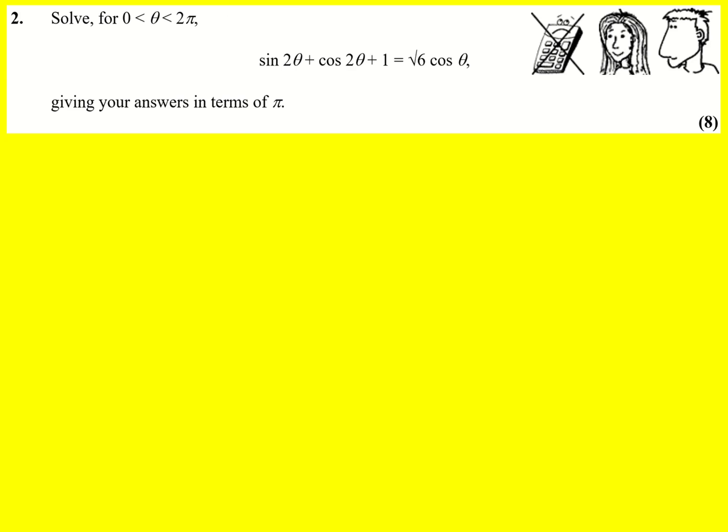A trig equation here. We're solving between 0 and 2 pi. First things first, let's get rid of these double angle formulae. So it's going to be 2 sine theta cos theta. And then there's various different ways we can write down cos 2 theta. Could write it as cos squared theta minus sine squared theta.